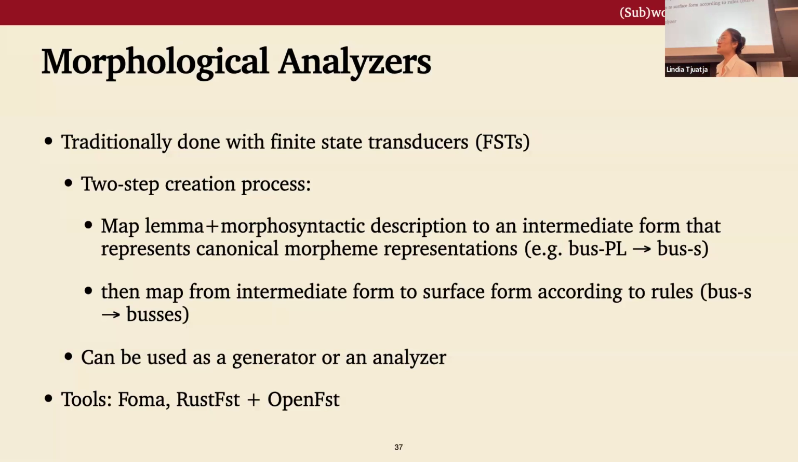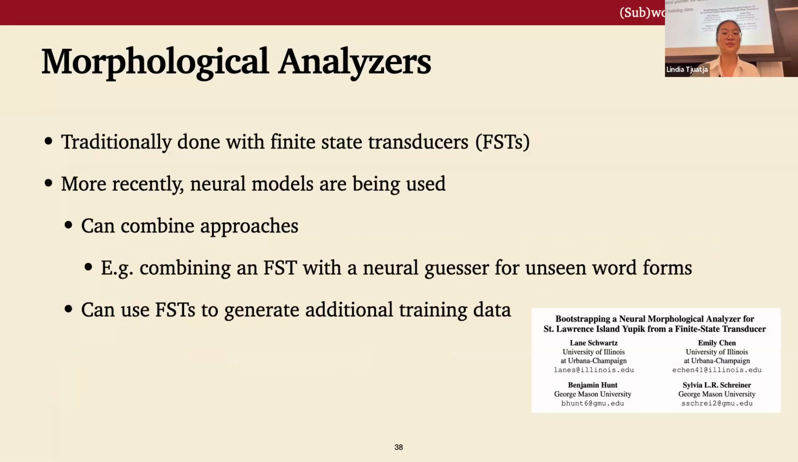And some tools to construct these types of FSTs are FOMA, RustFST, and OpenFST. But obviously, we don't really use a ton of FSTs anymore in modern NLP. So now, more recently, there are neural models, like sequence-to-sequence models, that just do this with the word as raw input and the analysis as the output. But we can still combine approaches. So you can combine an FST with your predetermined lexicon with a neural guesser that can handle unseen word forms. We can also use FSTs to generate additional training data that can be used as input to your neural model.